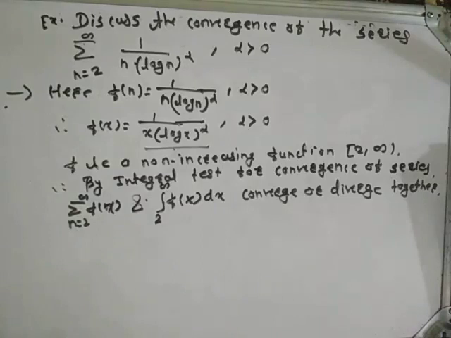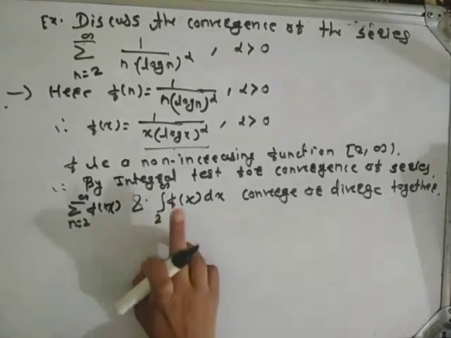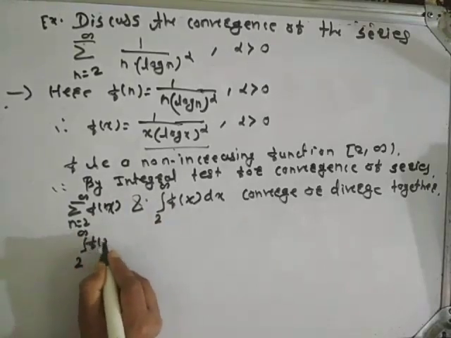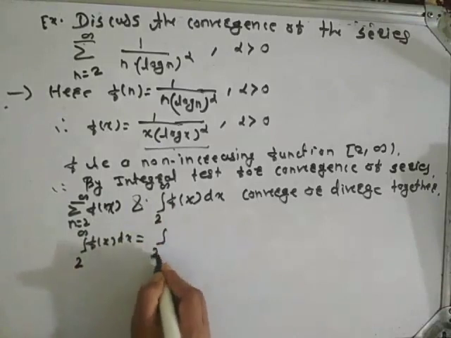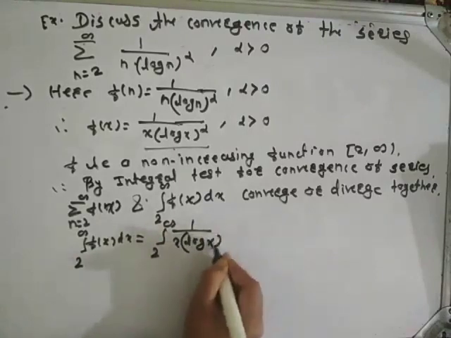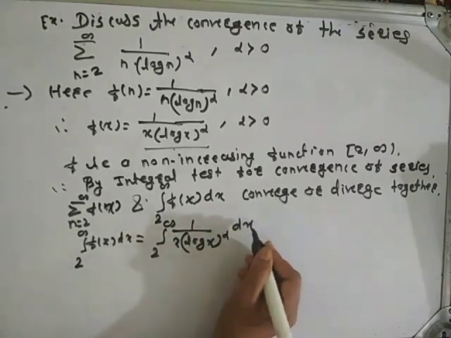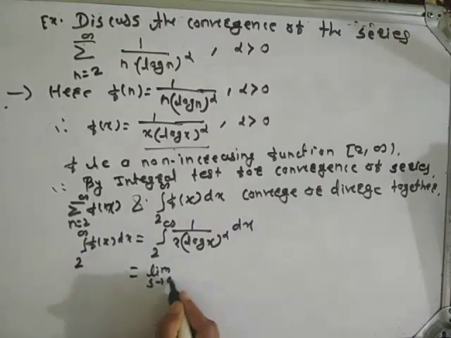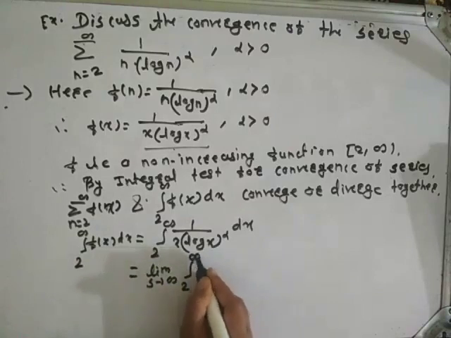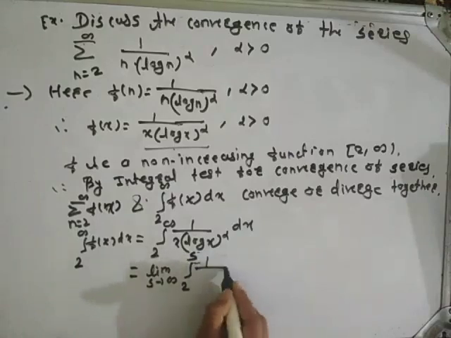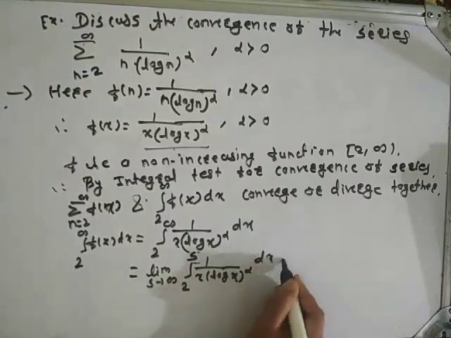So we will check convergence of the integral from 2 to infinity of f of x dx. The integral from 2 to infinity of f of x dx is equal to the integral from 2 to infinity of 1 upon x (log x) raised to alpha dx. This is nothing but the limit as s tends to infinity of the integral from 2 to s of 1 upon x (log x) raised to alpha dx.